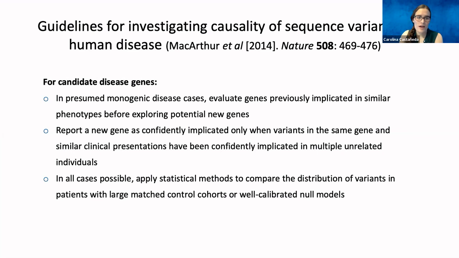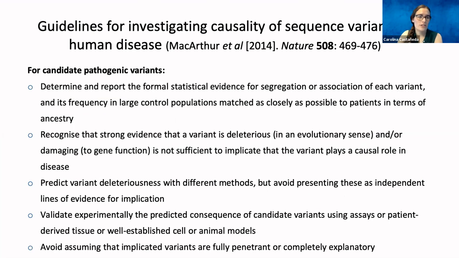If you have candidate pathogenic variants, determine and report the formal statistical evidence for segregation or association of each variant and its frequency in large cohort populations matched as closely as possible to patients in terms of ancestry. Recognize that strong evidence that a variant is deleterious or damaging is not sufficient to implicate that the variant plays a causal role in the disease.